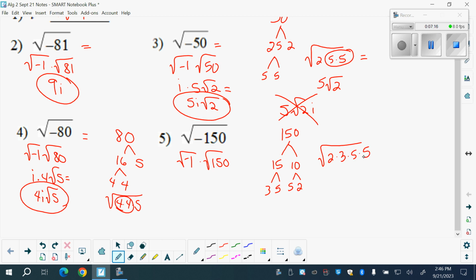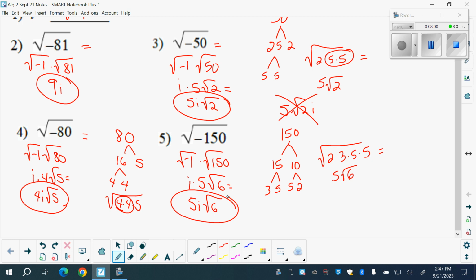Apollo, can you simplify that for us? Can you simplify this for us, please? 5 times square root of 6. Good. So we're going to take i times 5 square root 6. Write my 5 again. And then what would my answer on that be? What would the final answer be? 5. Where do you put the i? Yes, 5i. And then square root 6.